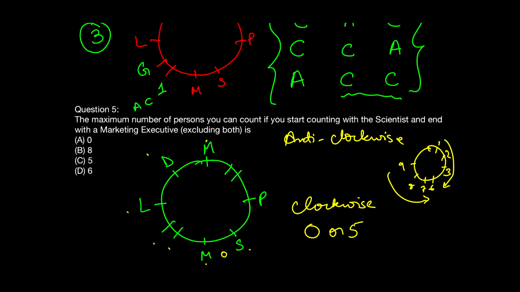For the anti-clockwise, we'll check 1, 2, 3, 3 people in the middle of S and M, and then 1, 2, 3, 4, 5, 6, 7, 8. 8 people between S and the other M in the anti-clockwise direction. So what is the maximum number we can see here? The maximum number is 8. So the answer is option B.